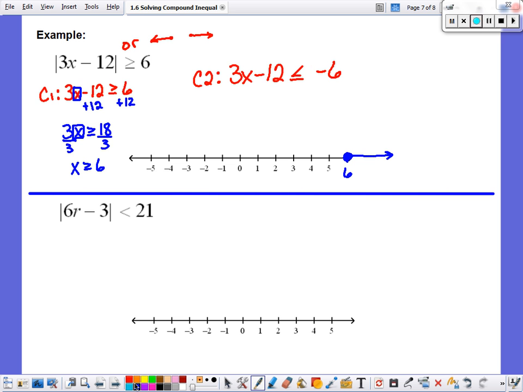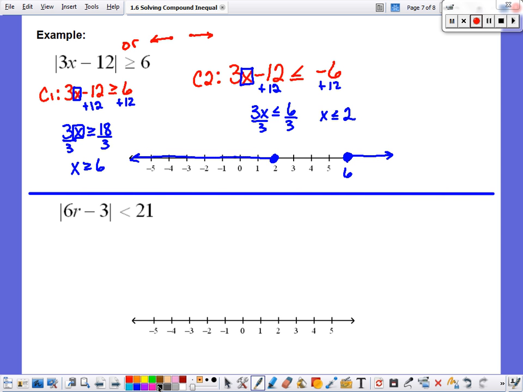Now we go ahead and we can isolate our variable again. So we add 12, and we get here, and then divide by 3. 6 divided by 3 is 2. And so we get this answer of x is less than or equal to 2. So we go to 2, it's going to be solid, and then we go less. There's your typical or. See how the graph is very typical?